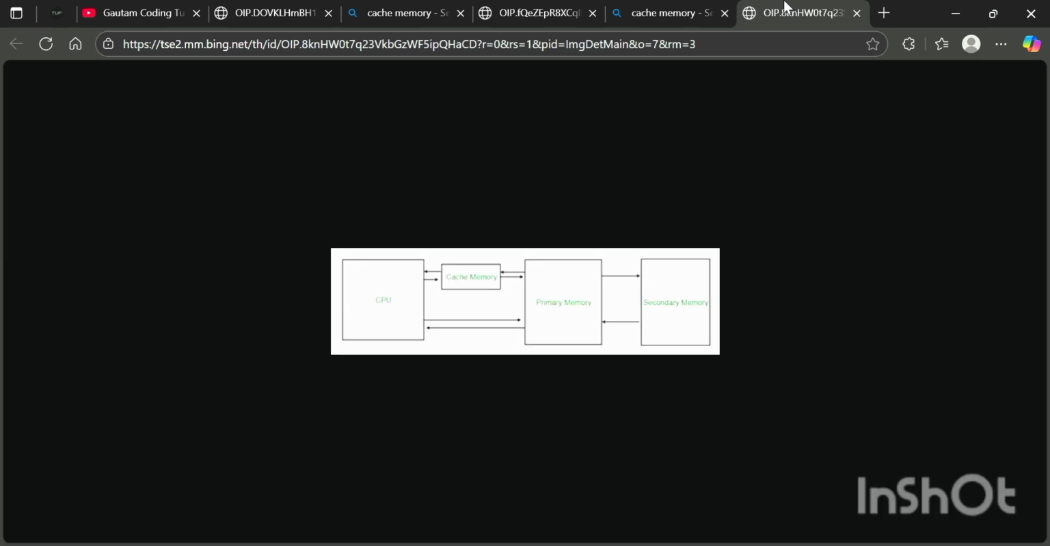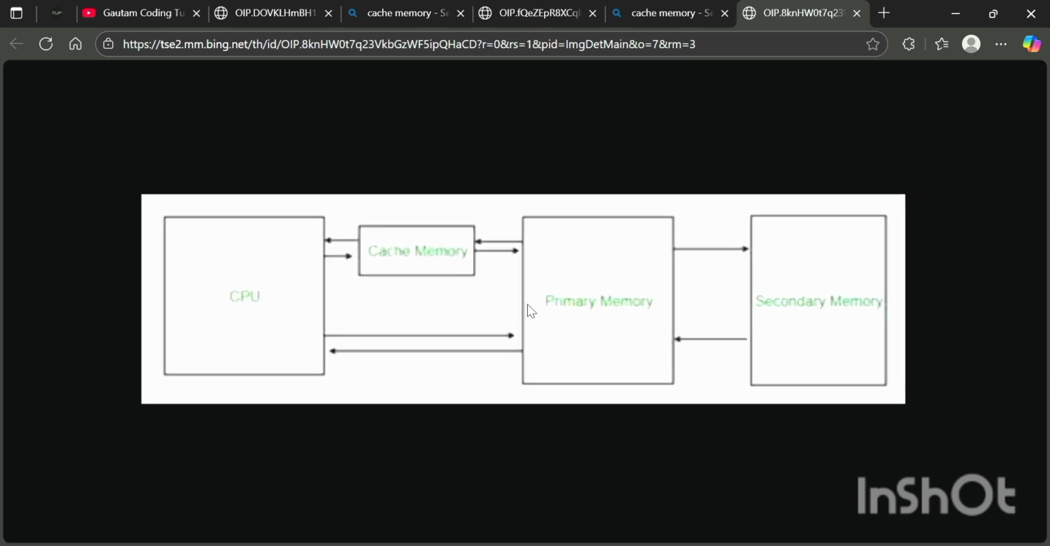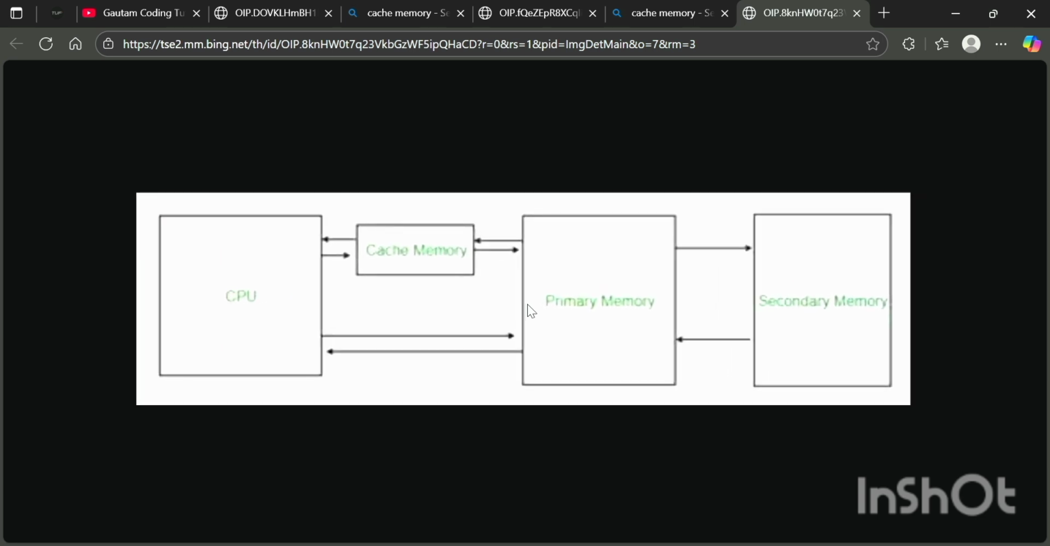Now another question is: what is cache memory? Why is it important? How does it actually work? Cache memory is a small, high-speed memory located close to or inside the CPU. It stores frequently accessed data and instructions to reduce the time it takes the CPU to access the main memory. It helps improve system performance significantly.